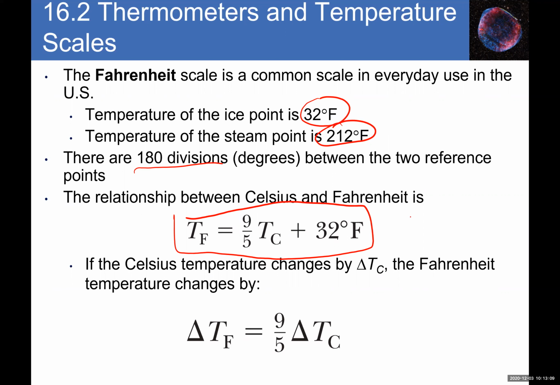And as I mentioned, the temperature changes in Fahrenheit and Celsius are not the same. There's a factor of 9/5 when comparing delta T Celsius to delta T Fahrenheit, whereas delta T Kelvin is exactly equal to delta T Celsius. So that's the conversion factor. We can pretty much use the same conversion factor for Kelvin and Fahrenheit as well.